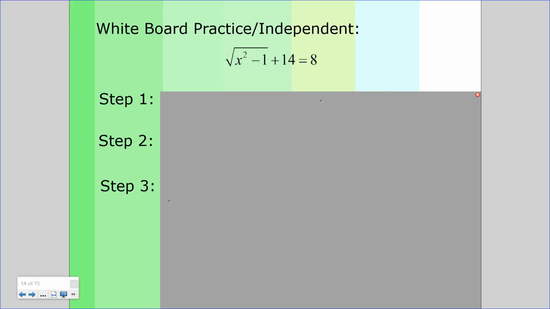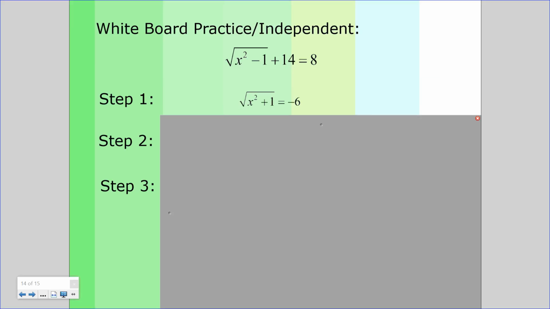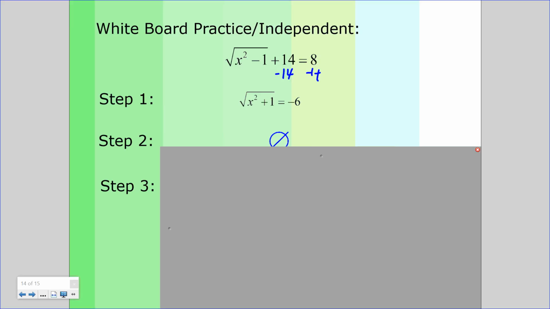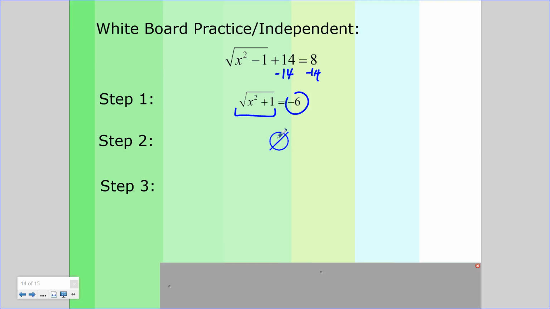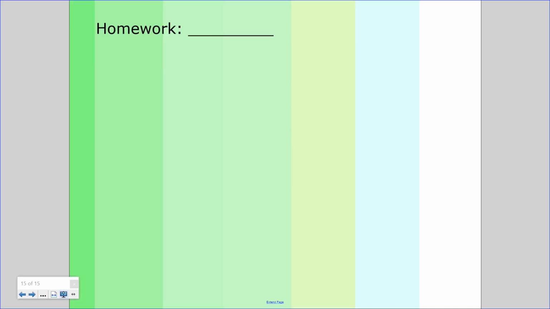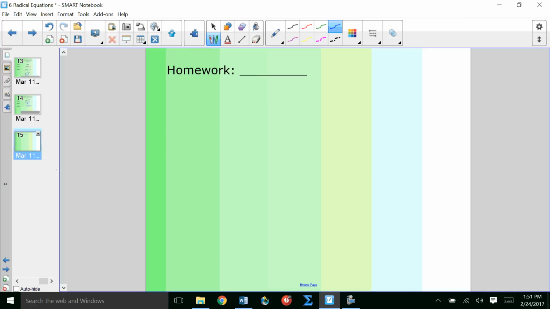All right, so isolate your radical, subtract your 14 from both sides, and at this point you get a radical set equal to a negative number. Hopefully you saw that and did not go any further. This is no solution. There is no value for x that would make this equation true. And that is the end of our radical equations lesson.